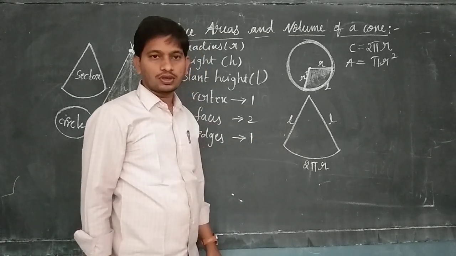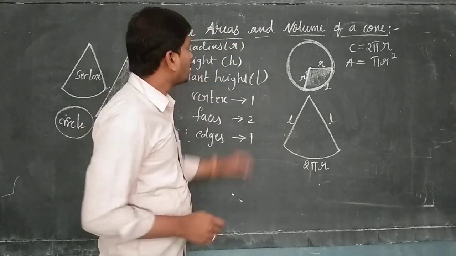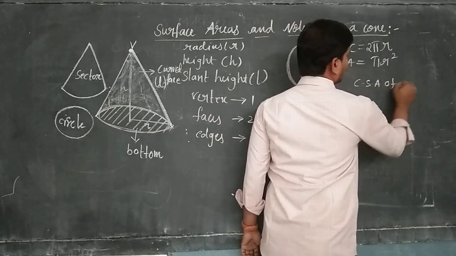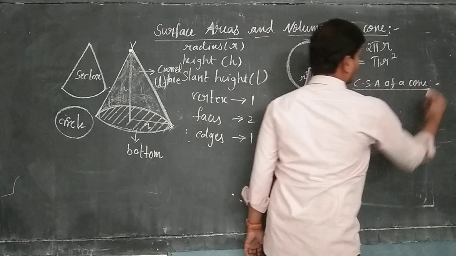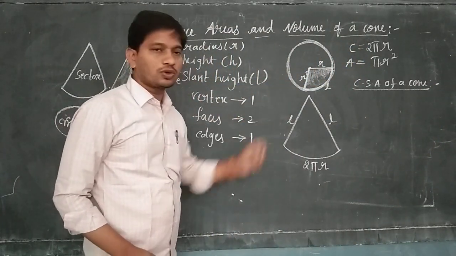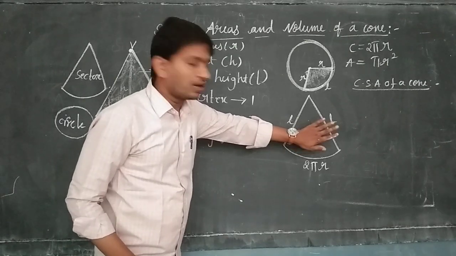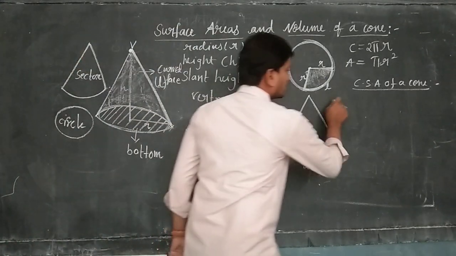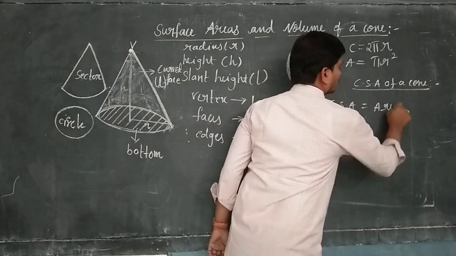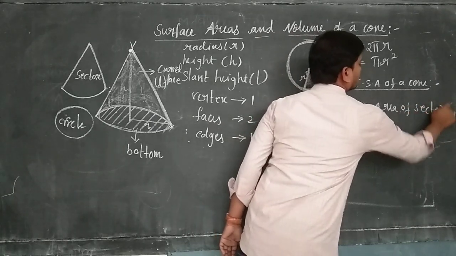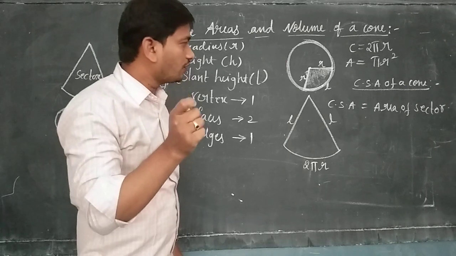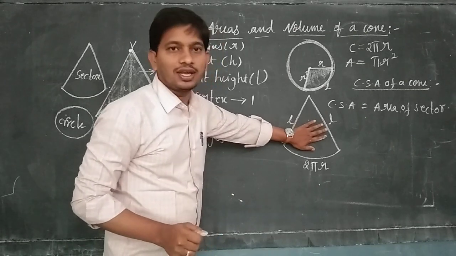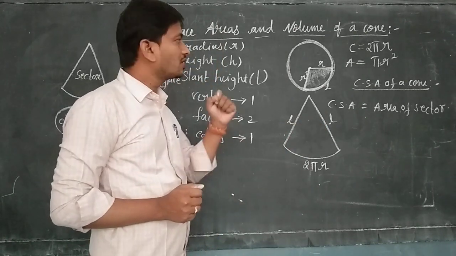Now let me find out the curved surface area of a cone. The CSA of a cone will become the area of the sector. If you want to find the curved surface area of a cone, it is nothing but the area of the sector. Students, what is the area of a sector?